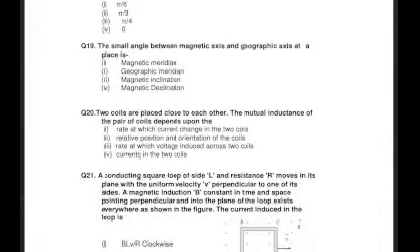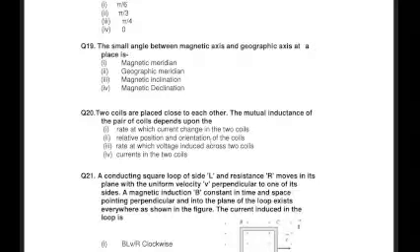Question number 20. Two coils are placed close to each other. The mutual inductance of the pair of coils depends upon 1. The rate at which the current changes in the two coils, 2. Relative position and orientation of the coils, 3. Rate at which the voltage is induced across the two coils, 4. Currents in the two coils. Correct. The answer is relative position and orientation of coils.